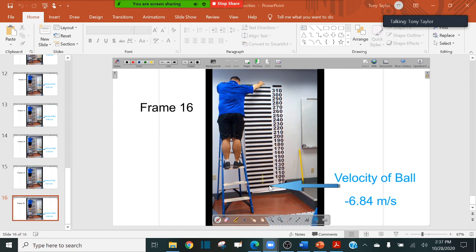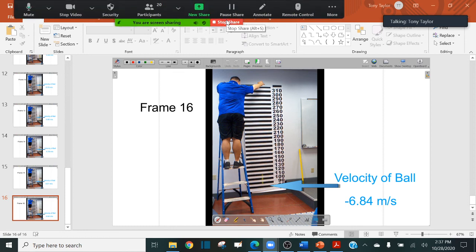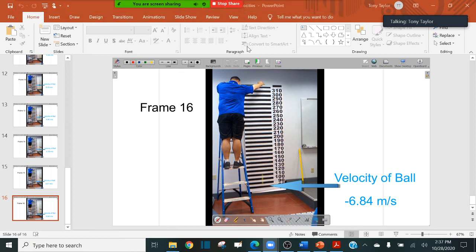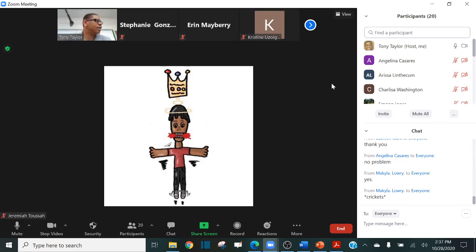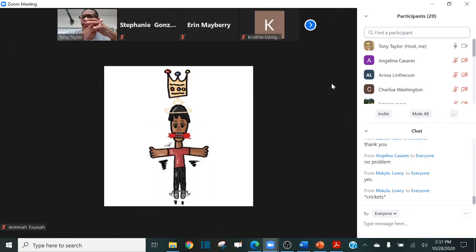And again, I like this assignment because it's actual real world data. The students actually get to see that the area of a velocity versus time graph is equivalent to the object's displacement. Okay. Any questions? Any final questions before I explain your assignment?